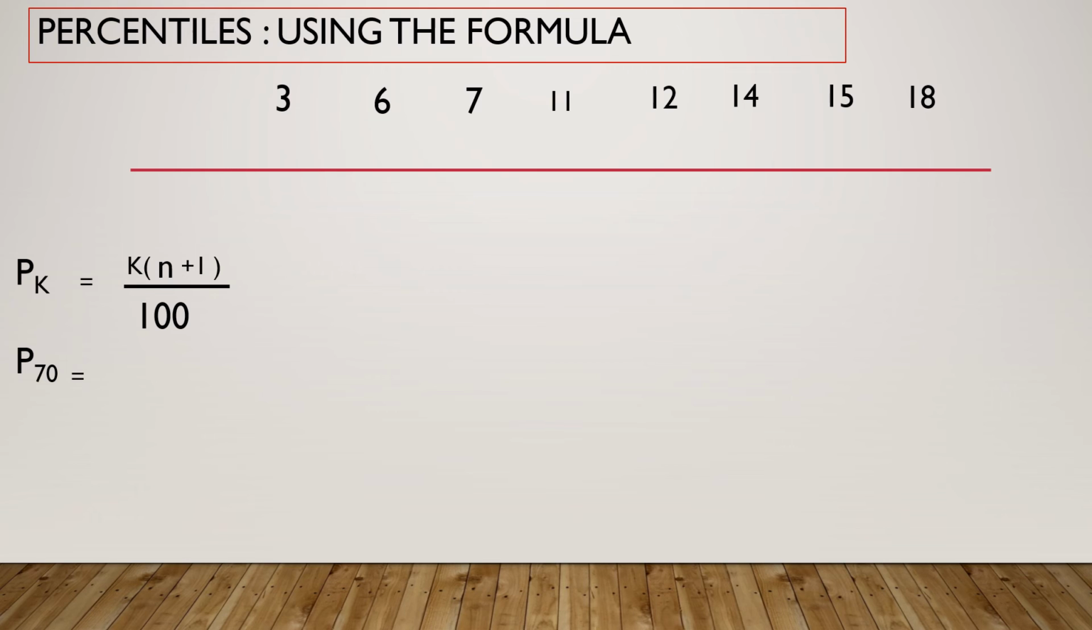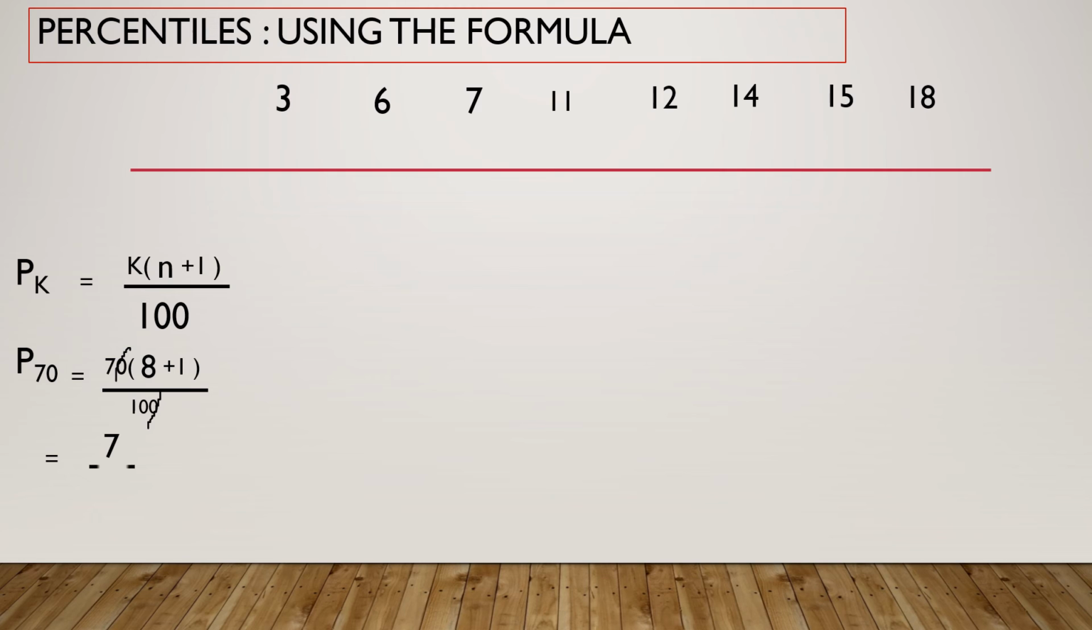Again, substitute the value of K, 70. And then we have 8 plus 1 because we used the same data a while ago, divided by 100. Now we can simplify this 70 and 100 to make it easier. We're just going to cancel the zero here, and it becomes 7 over 10.